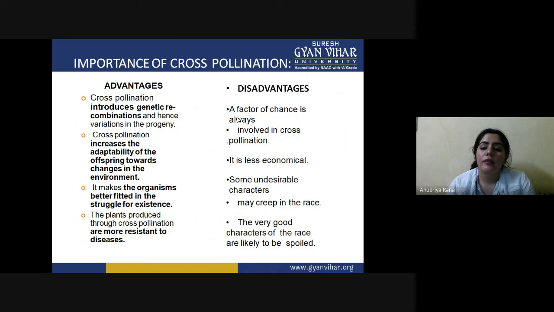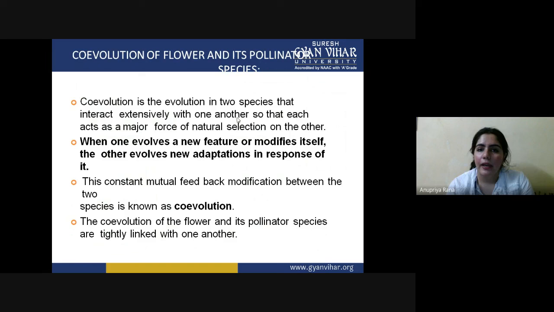The very good characteristics of the race are likely to be spoiled, but sometimes the very good character of one ancestral plant can be replaced by the character of another plant. So that can also happen inside cross pollination. So this is all about cross pollination and self pollination.